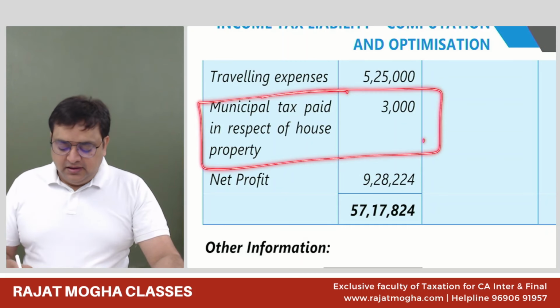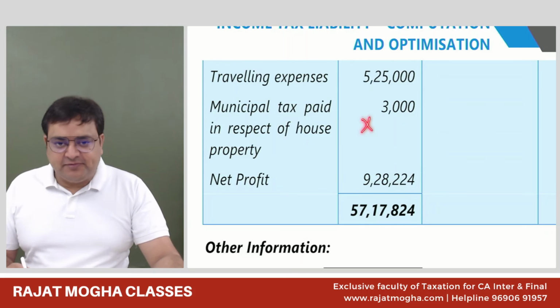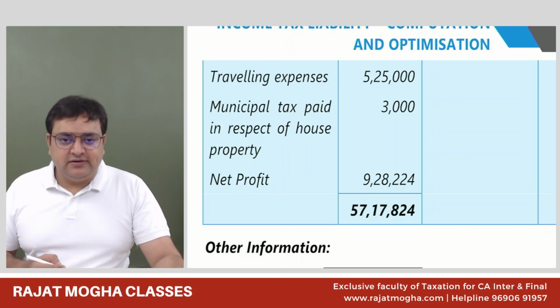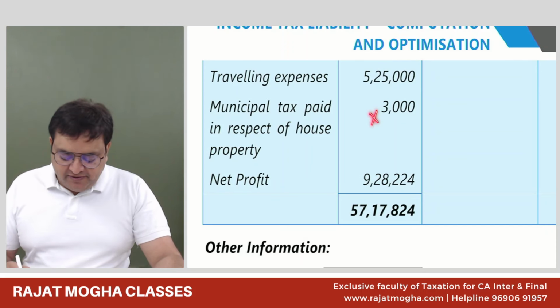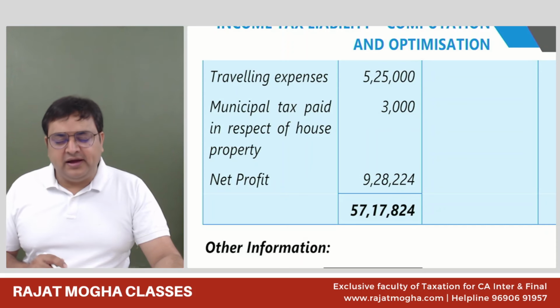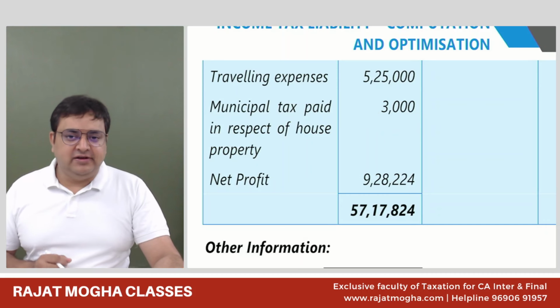Not allowed, sir. We should add the business expense. It's not PGBP. It is a house property thing. So it is not a PGBP. We will take it in house property. And I believe that now she has house property income also. So that is the reason they are giving this.